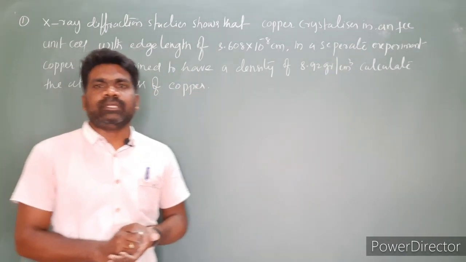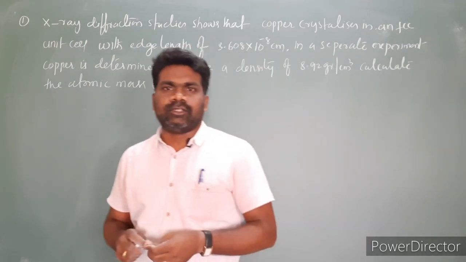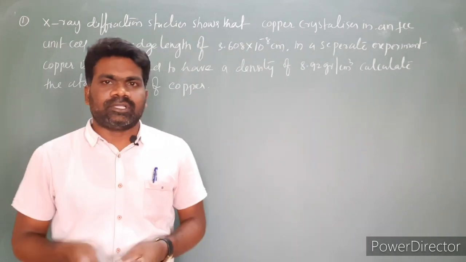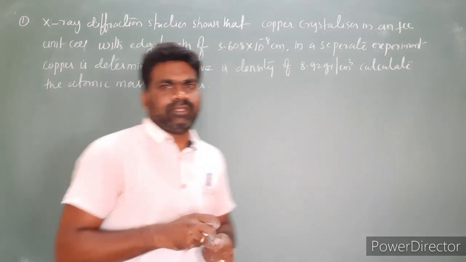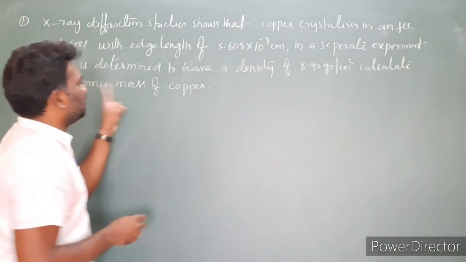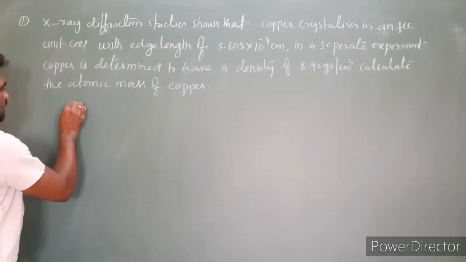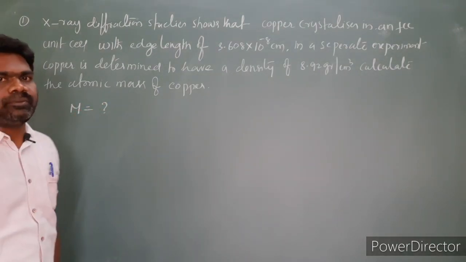Whenever a problem is given in chemistry, first what we have to calculate, put it as a question mark. After that, write what data is given. First we put what we have to calculate: atomic mass of copper. I am labeling it as m is equal to question mark.